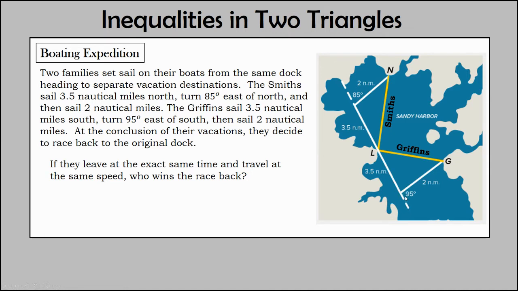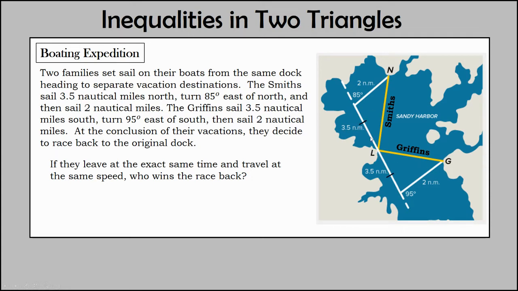They're going to turn 95 degrees east of south and then go 2 nautical miles to theirs. Okay, then they're going to race back from there. So the yellow line, I think that's yellow, is the path they'll take, a straight line path back to where they came from to start with.